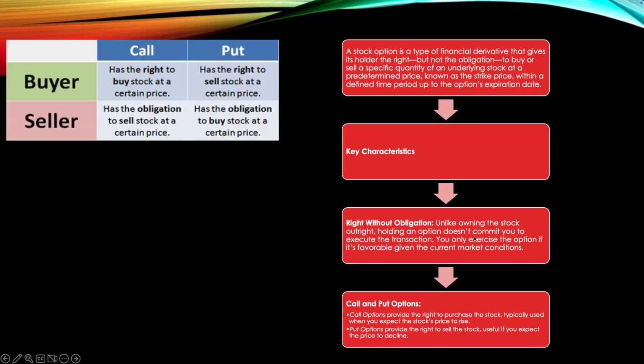Holding the option doesn't commit you to executing the transaction. You only exercise the option if it's favorable given the current market condition. So that means you can buy a contract, and if you decide, "You know what, I like this contract, I want to keep it," you can go ahead, and if you have the money, you can buy the stock at that price.